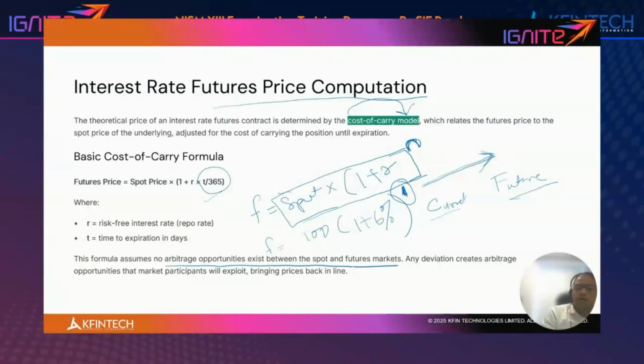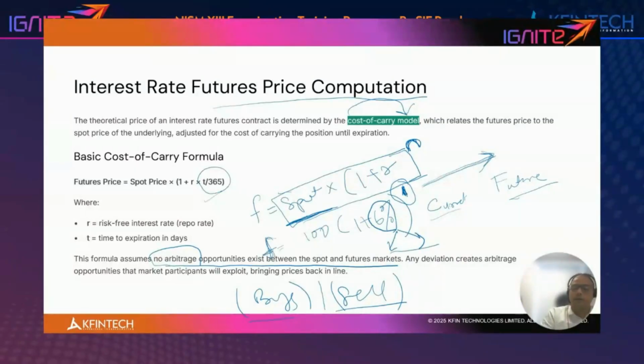No arbitrage means there is no buying and selling benefit in the spot or future market. The future market is correctly depicting the spot market. That means this interest rate, it will not change. This interest rate will not change. Only then the future price will be equal to the spot price into 1 plus 6%. So that is the assumption that there is no arbitrage opportunity existing.